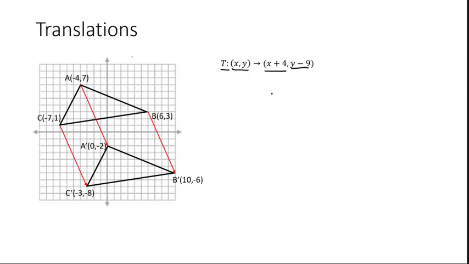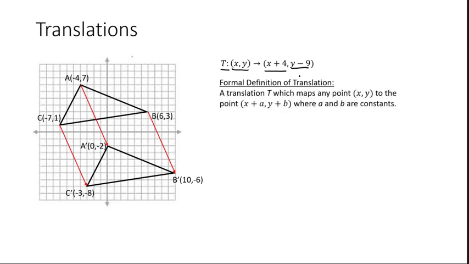And this will be true for any translation where we start with an x and a y value, we start with some ordered pair, and we can add or subtract some constant. And this gives us a formal definition of a translation. So you can define a translation T, which maps any point (x, y) to the point (x + a, y + b), where a and b are just some constants or just some numbers.